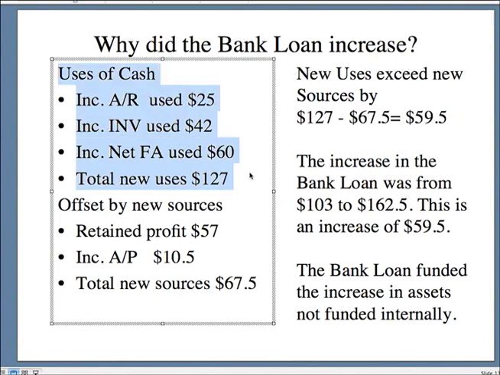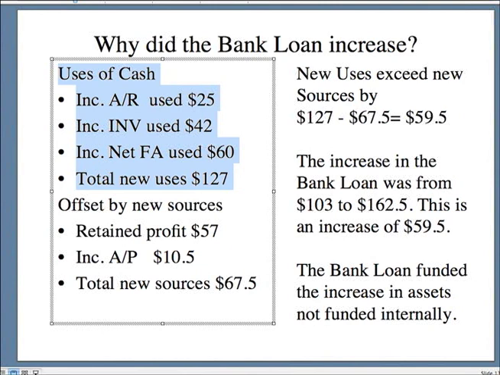Here were our cash needs. We increased accounts receivable, that's credit that we're offering our customers. That took up $25 more. We increased inventory by 42. We bought some new assets. We also had depreciation, so the offset of the depreciation left net fixed assets going up by 60. That means our total new uses of funds was 127. So we needed $127 more in the company.